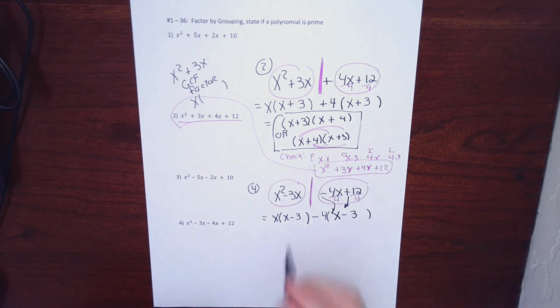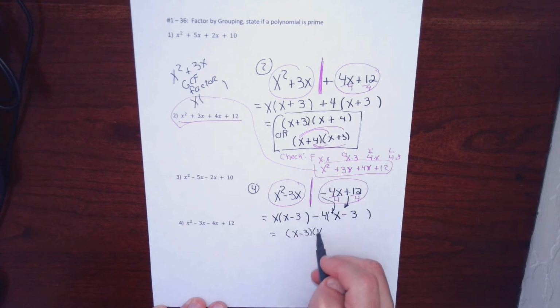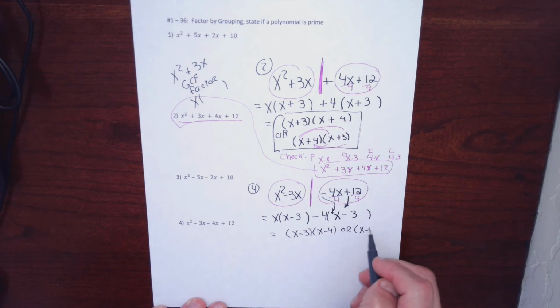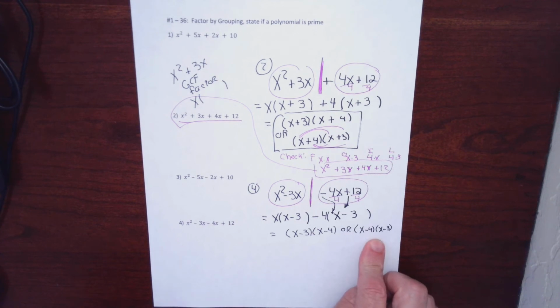Now I'm ready to write my answer. I see the common parentheses of x minus 3. That's going to be one of my factors. And then the x and the minus 4 that's in front of my common parentheses will be the other answer. If I was going to check, this version's the better version to check. It'll check directly without any playing around.